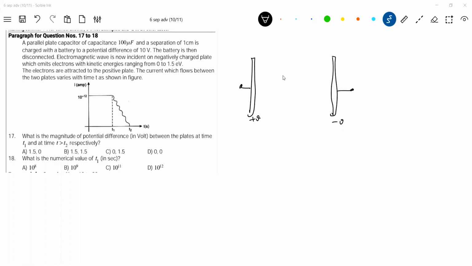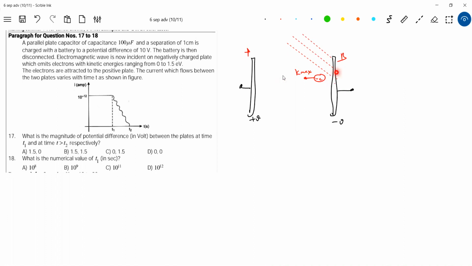I'm starting. So light is incident here. Then the electron will be ejected by this particular plate, the negative plate. It's telling incident or negative plate. So as the electron is ejected, this negative plate, plate B, will lose charge, because the electron will be ejected.